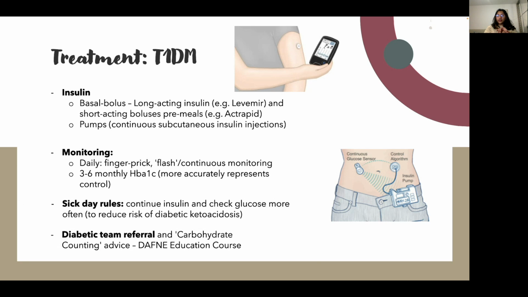And often they can be referred for this course called DAPHNE, which is called dose adjusting for normal eating. So essentially, instead of them having to cut out carbohydrate foods and high sugar foods that they love, it's managing those in reasonable amounts and knowing how to tailor their insulin so they can still enjoy those things that are sustainable for them.